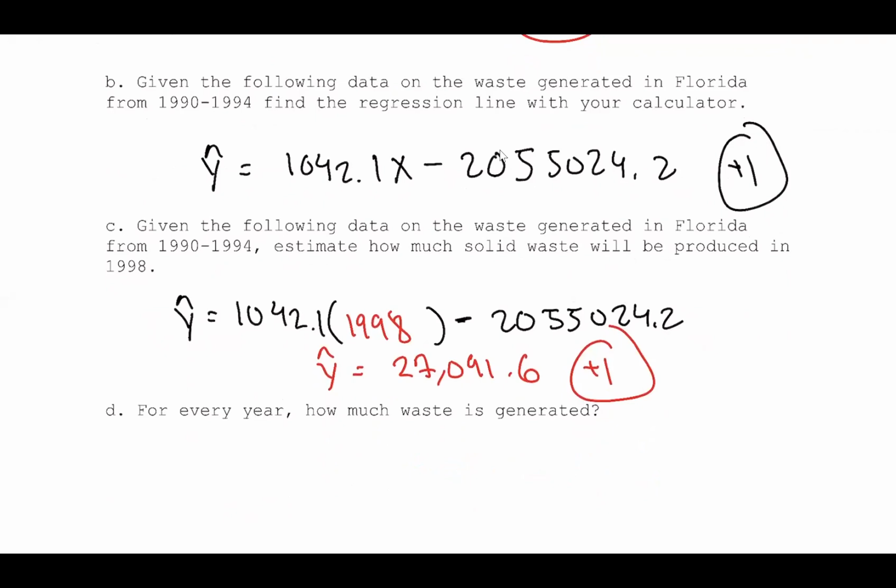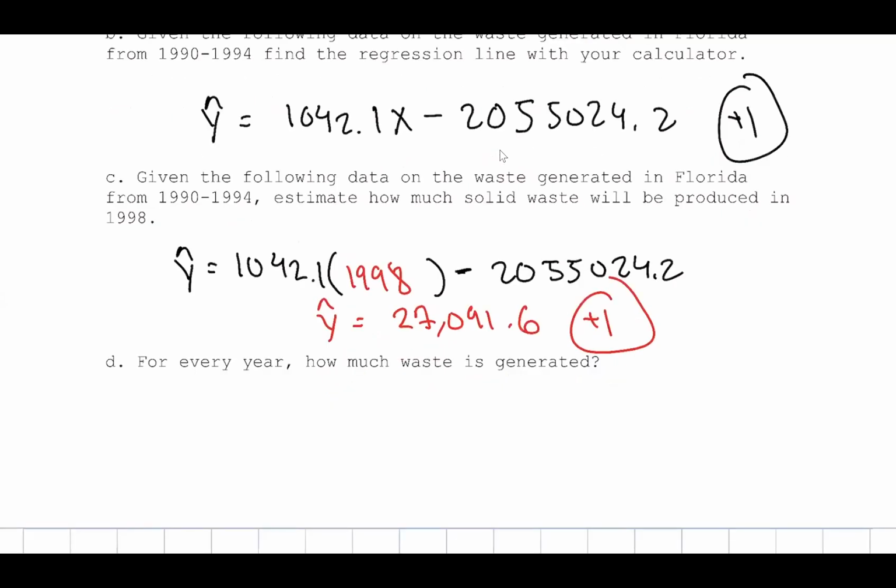Lastly, it says for every year, how much waste is generated. For that one, they're just asking for the slope. If you remember, the slope tells you how much y changes whenever we add one unit of x. For every year that passes, year is your x value, so all you had to tell me was 1042.1, and you got a point for that too.